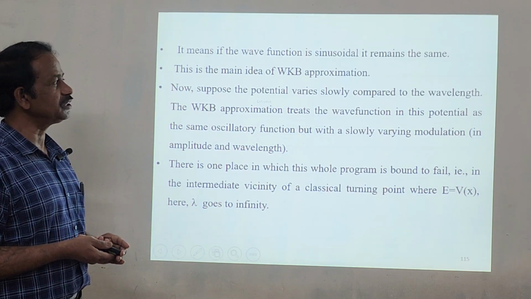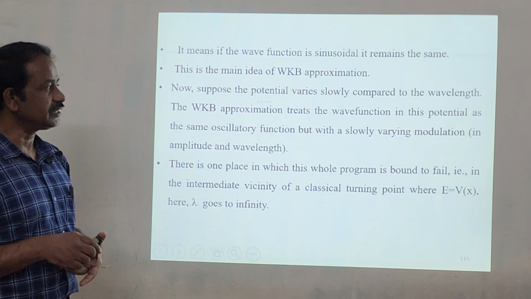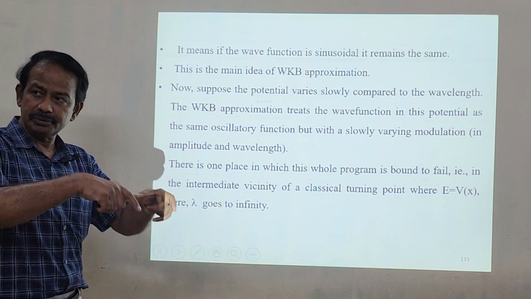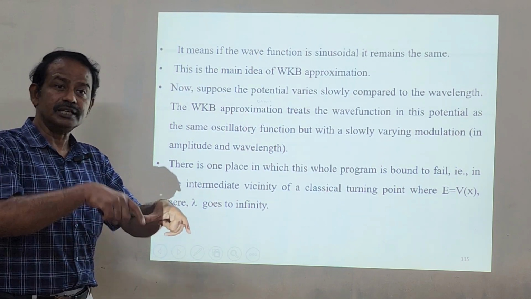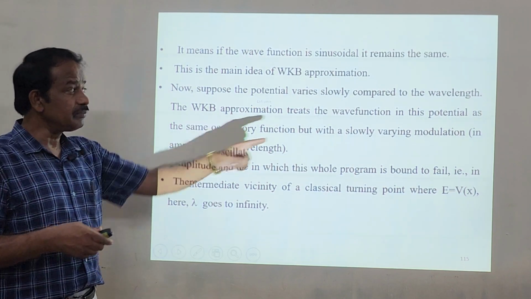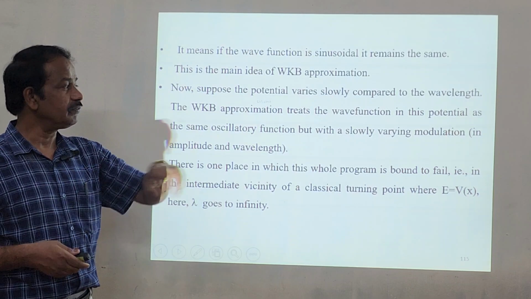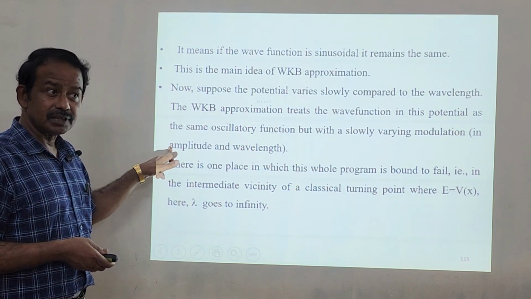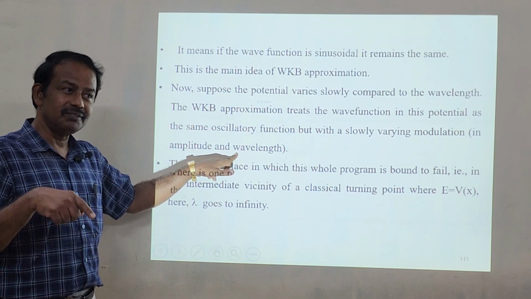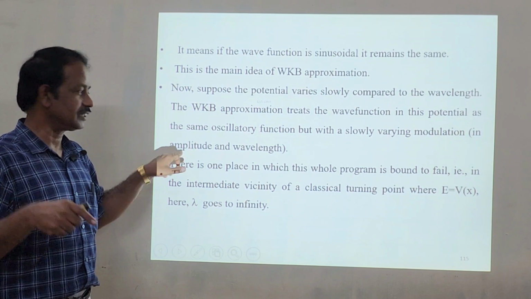Now suppose the potential varies slowly compared to the wavelength. The WKB approximation treats the wave function in this potential as the same oscillating function. Whatever the oscillating function is inside the bound region, it will be the same oscillating function outside also, after tunneling, but with a slowly varying modulation in terms of amplitude and wavelength. So amplitude varies with x, wavelength also varies with x: lambda of x, A of x.